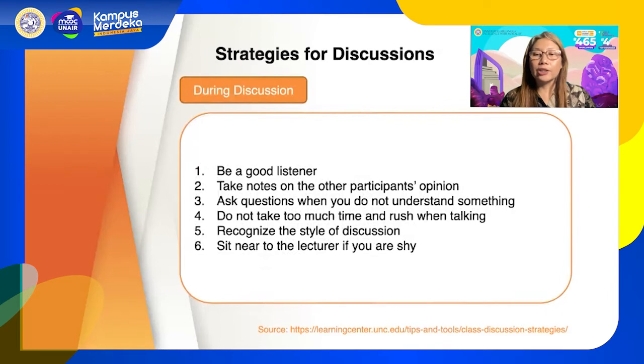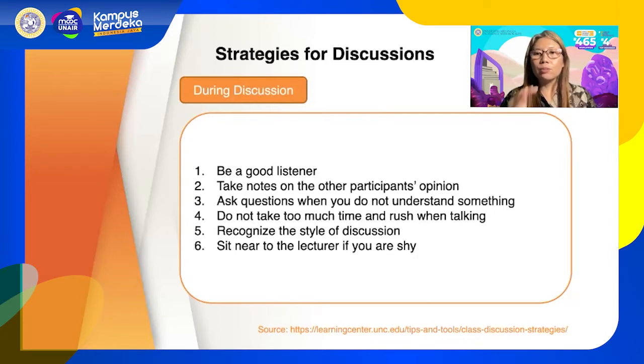And during the discussion, you should be a good listener. It is very important that you take notes on the other students' opinions and your lecturer's opinion, and you should ask questions when you don't understand something. Raise your hand, literally or through the emoticon that is provided if you are using Zoom, for instance.